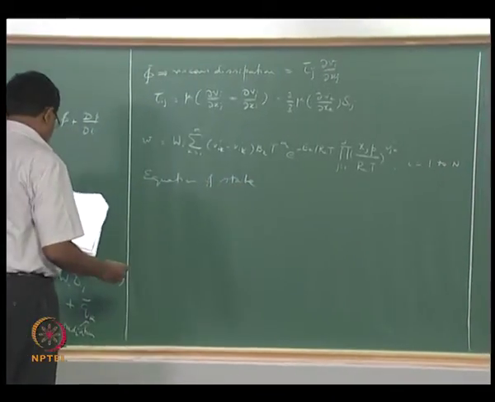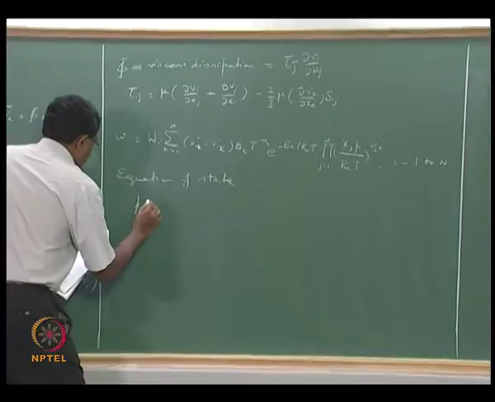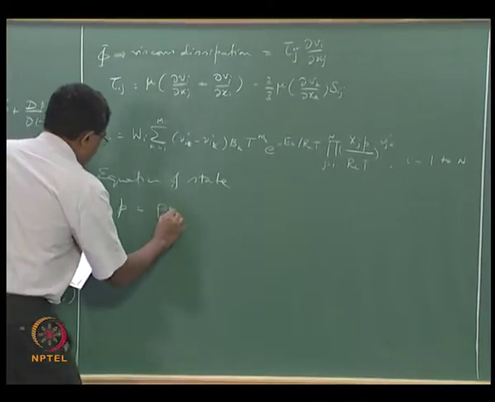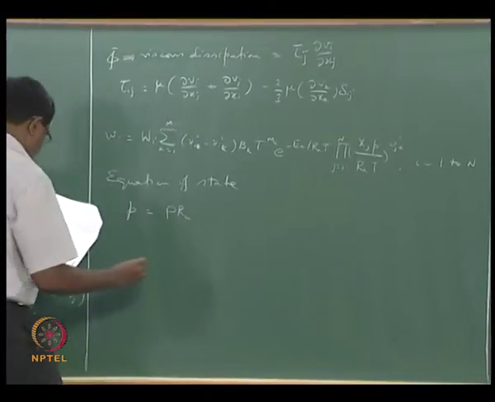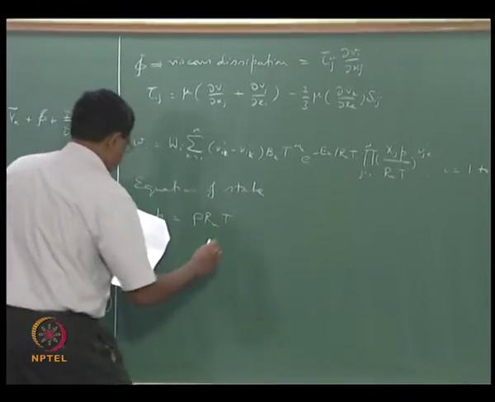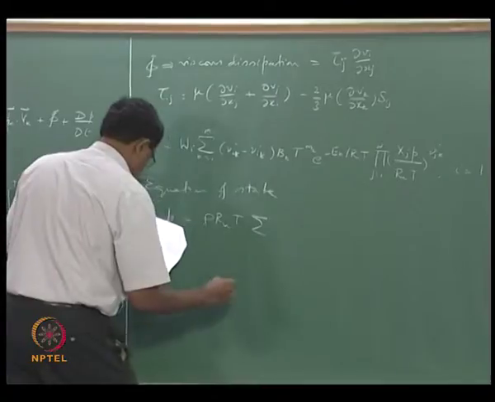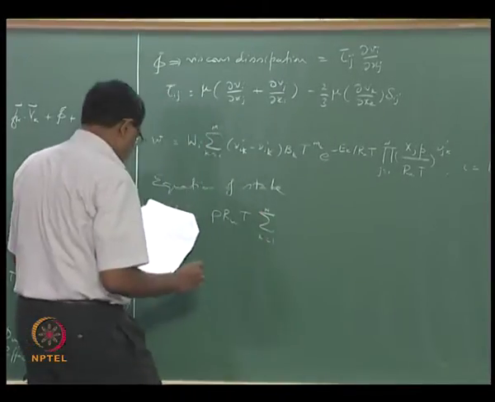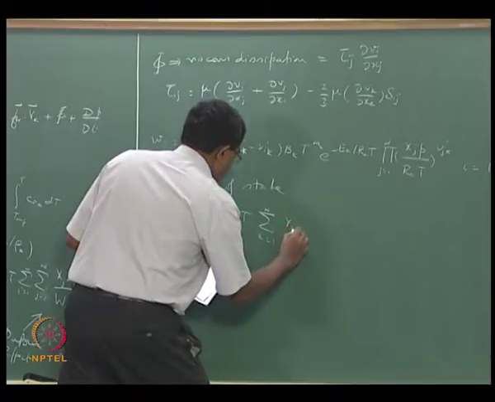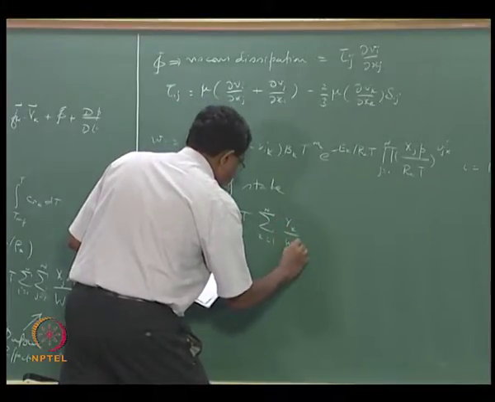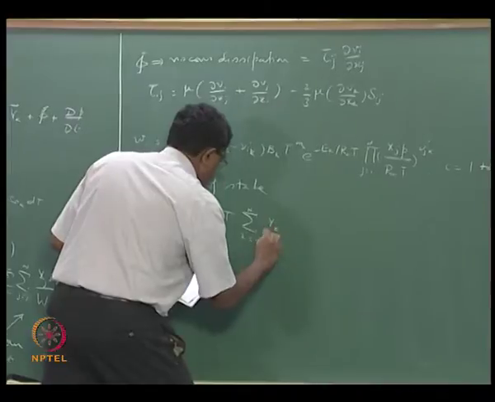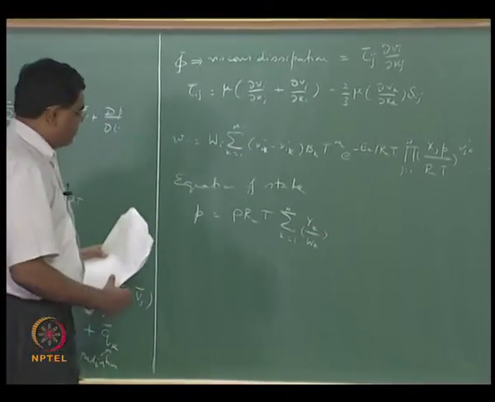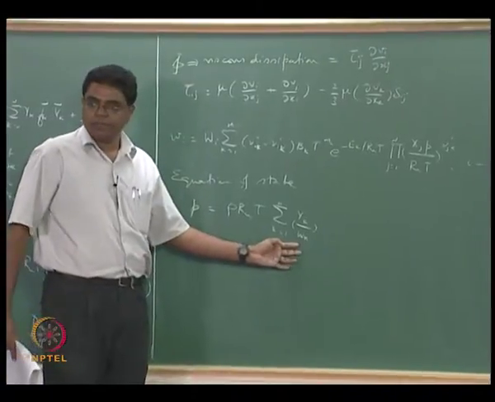Equation of state, which is P equal to rho R_u T times sigma k equals 1 to n Y_k divided by W_k. This is pretty much the way the mixture molecular weight is defined.